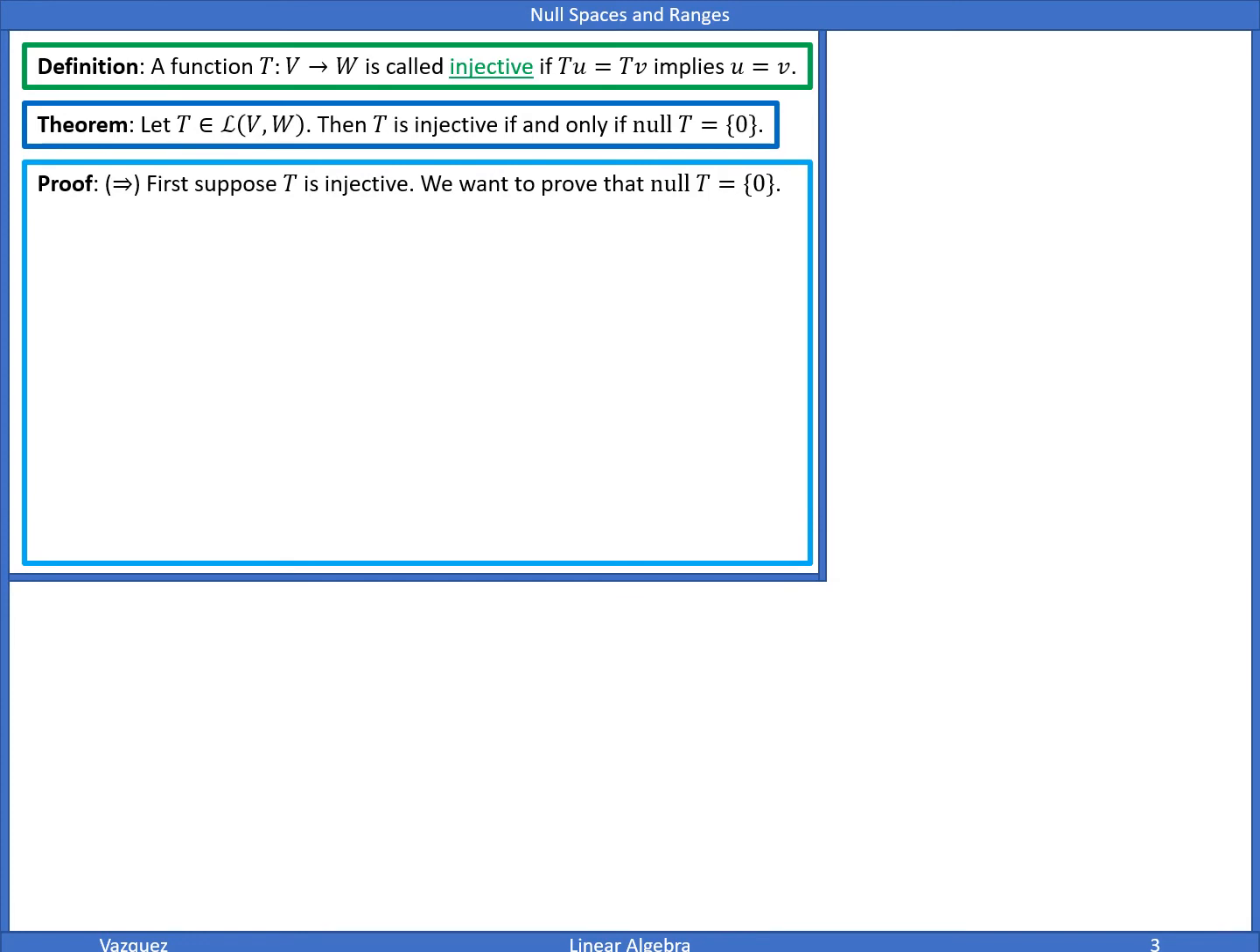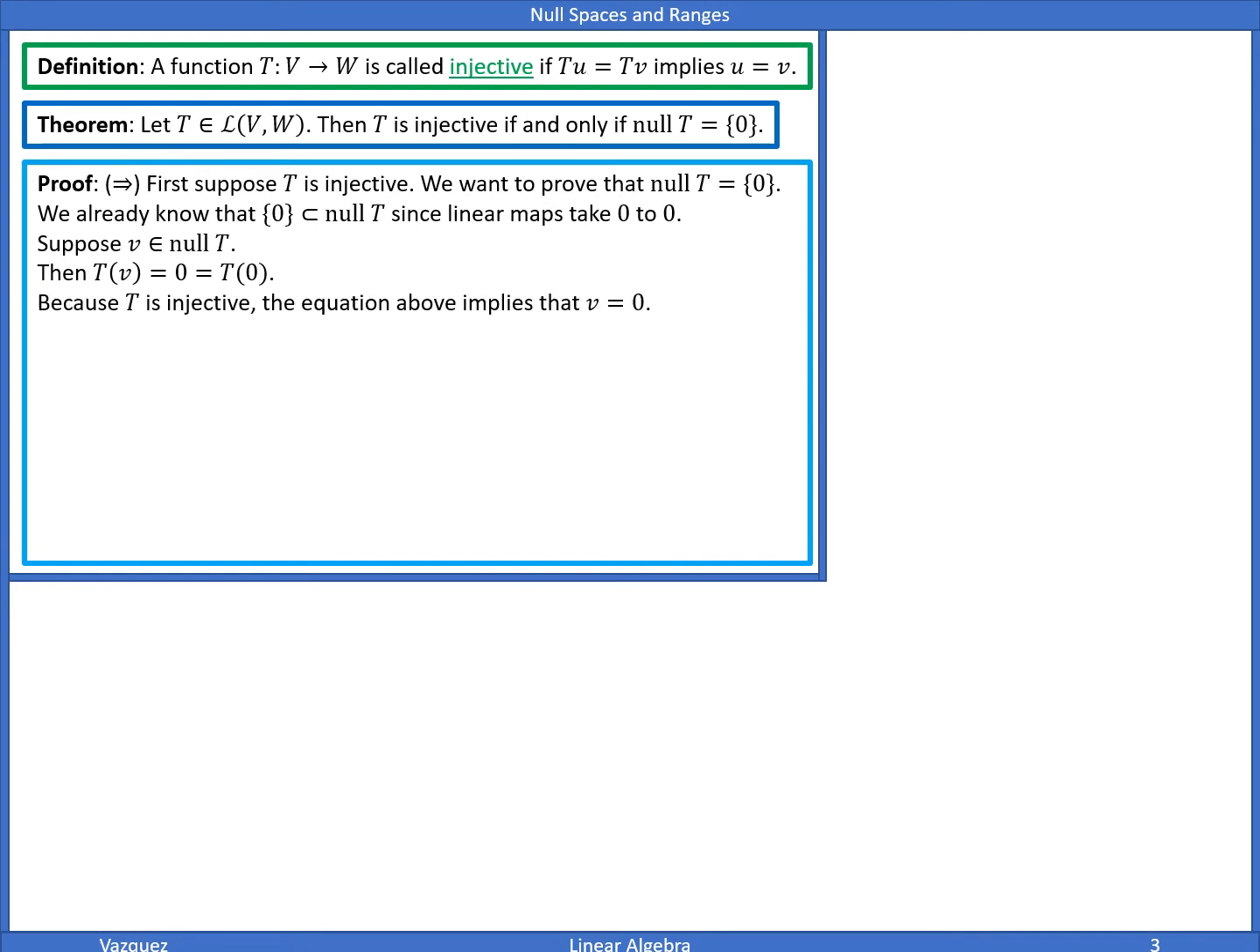First, suppose T is injective, and we want to prove that the null space of T is indeed 0. Well, we know that 0 is in the null space of T, since linear maps take 0 to 0. So now suppose v is in the null space of T. Then T of v is equal to 0, which is equal to T of 0. So v must equal 0, as it says there. And again, T of v is equal to 0 because v is in the null space of T, and by definition, it gets mapped to 0. Therefore, we can conclude that null T is equal to 0, as we wanted to show.